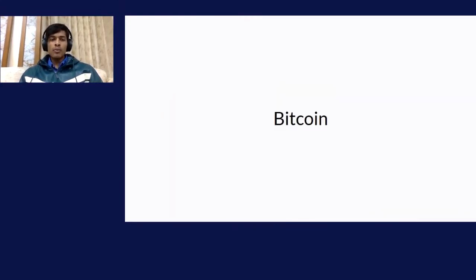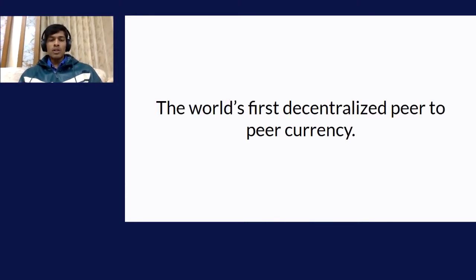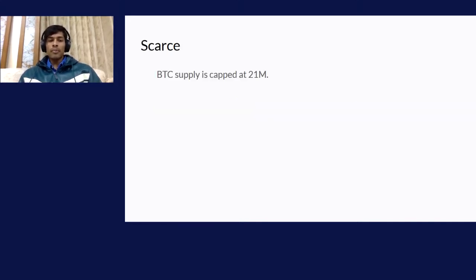So let's talk a little more about Bitcoin. Bitcoin is the world's first decentralized peer-to-peer currency. It is scarce. Bitcoin supply is capped at 21 billion. And this is a very important property of money, right? If there was something that you're using as money, but that thing can be easily produced, then that is not really money.